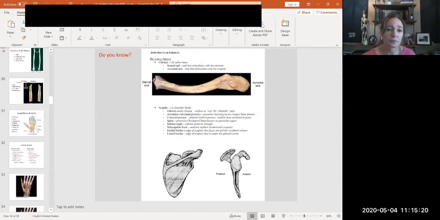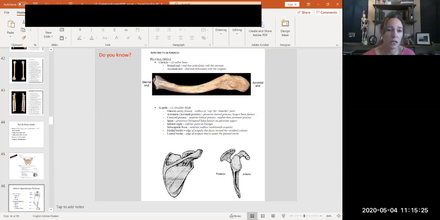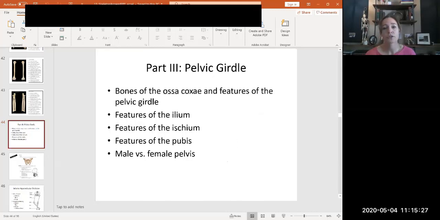So then the next part is the pelvic girdle. You know that two parts of the pelvic girdle are the ossa coxa, those are the hip bones, if you will. But you have to know that they're made of three bones, the ischium, ilium, and the pubis. And when they are bound to the sacrum, it forms the whole pelvis. And you should know the differences between the male and female pelvis.